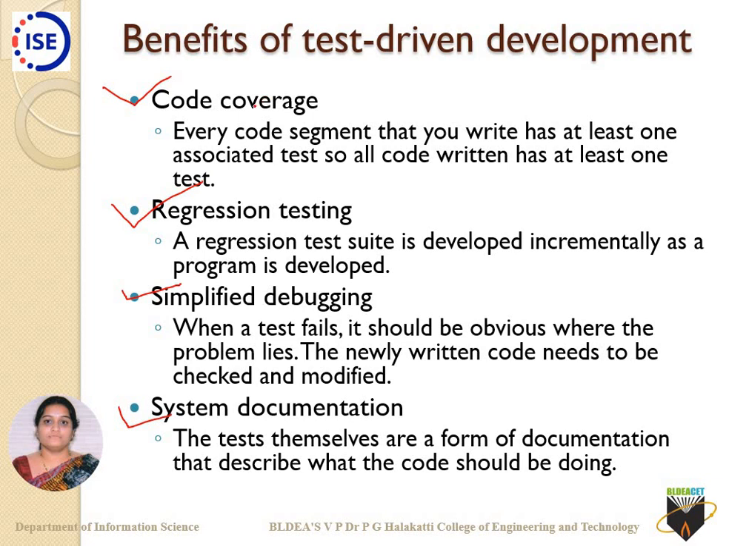Code coverage says that every code segment that you write has at least one associated test, so all the code written has at least one test there. Regression testing says that a regression test suite is developed incrementally as a program is developed. Simplified debugging says when a test fails, it should be obvious where the problem lies. The newly written code needs to be checked and modified.